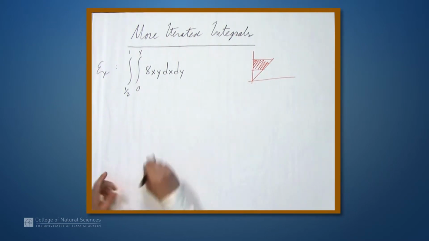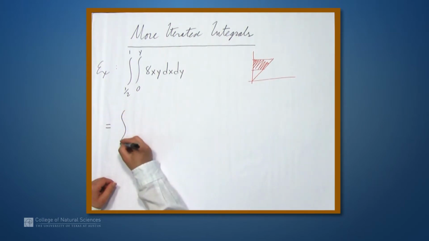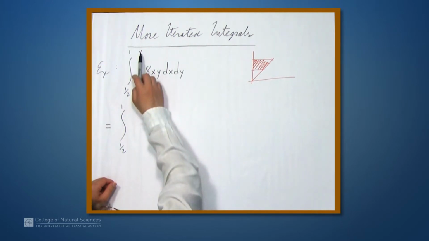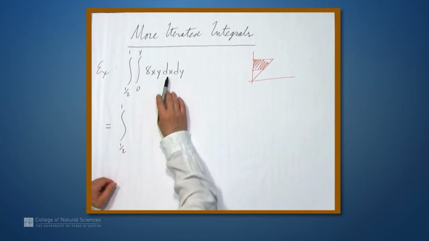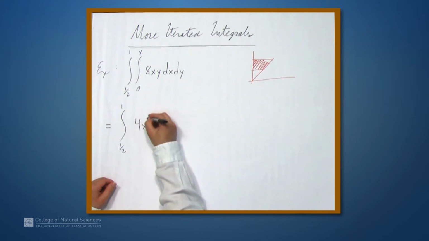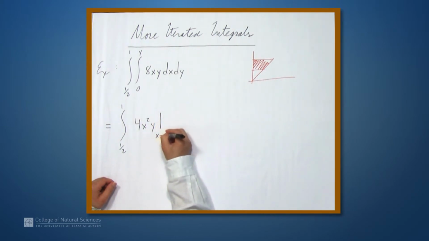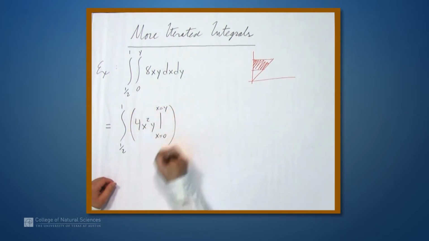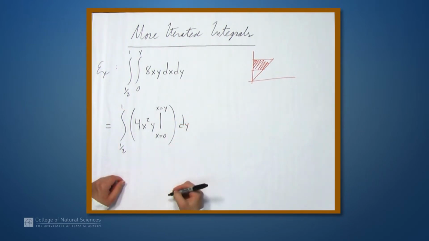So to see what we need to do to integrate this, we go about this in the same way as we would over a rectangular region, except now we have a y as the upper limit. So we take an antiderivative of 8xy with respect to x, so we get 4x squared y, and we evaluate that from x equals 0 to x equals y. This entire thing is the integrand of this integral, so we have a dy here.